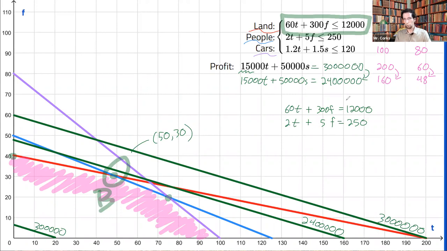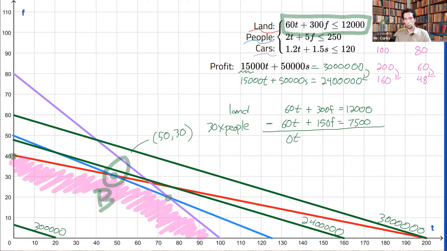Okay, let's do elimination. So do we want to eliminate the T or the F here? T. T, okay, so what are we multiplying it by? 30. All right, so 30 times our people inequality. 30 times 2 is 60, that matches, and we're going to be subtracting here. 30 times 5, what will that be? 150. Okay, and then 30 times 250. 750,000. We got to do the times 3 as well there.